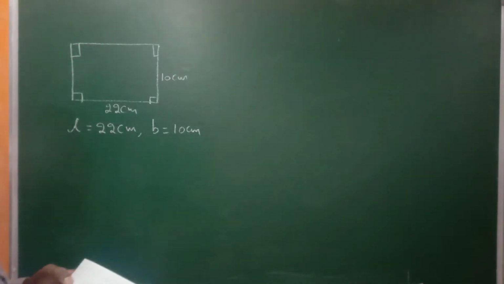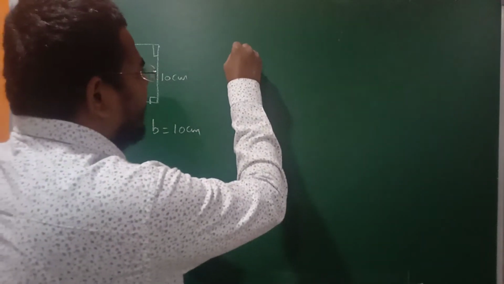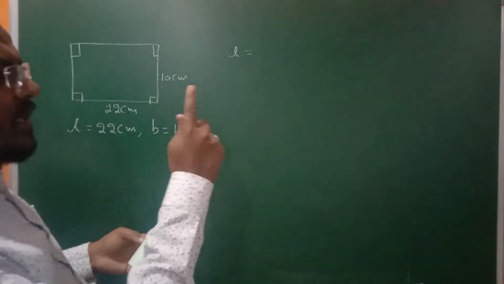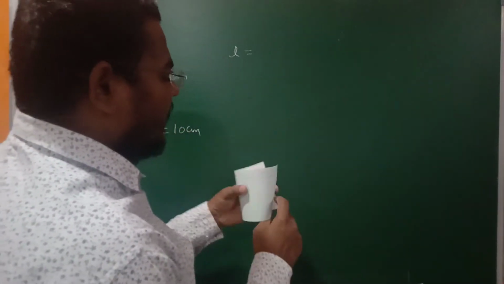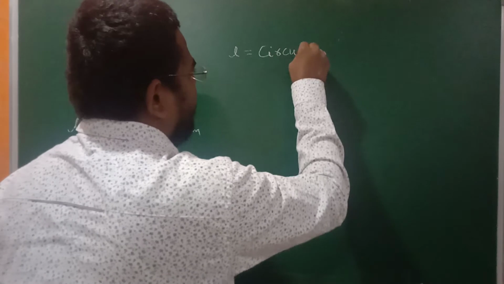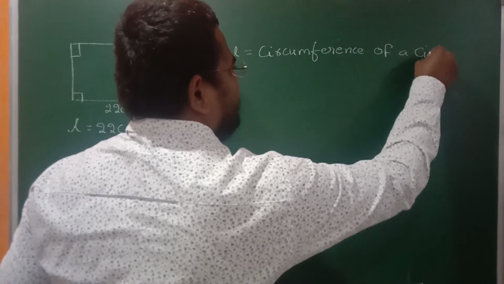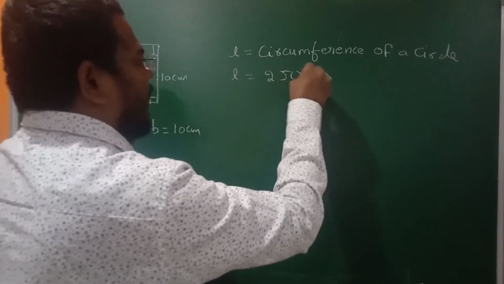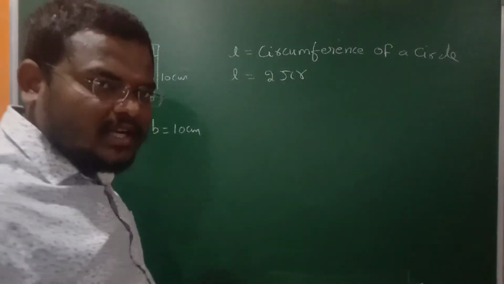So dear friends, you can observe carefully that the length is becoming the circumference of a circle. So we know that length is equal to 2 pi r. That means length is the circumference of a circle, right? So here L is equal to 2 pi r. As we know, the circumference of a circle is 2 pi r.